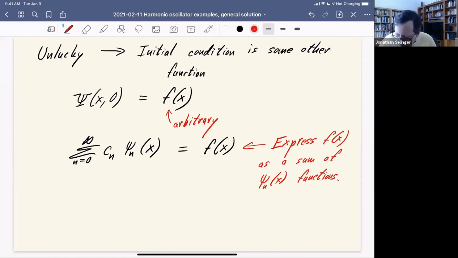And so this business of expressing a function as a sum of the psi n functions actually works the same way, even if the psi n functions are not sines, but they are solutions for Schrodinger's equation in any quantum problem. And we do it by using Fourier's trick. So I'll say the analog of Fourier's trick.